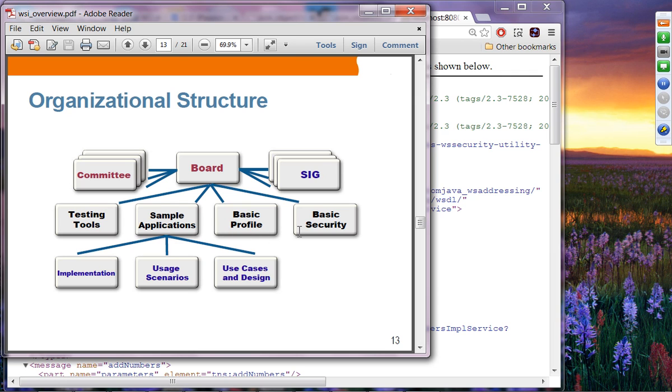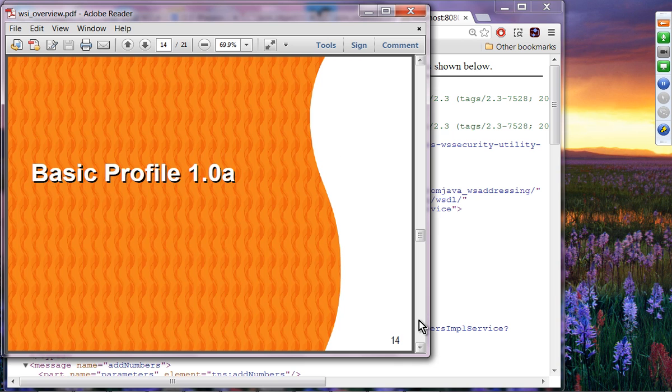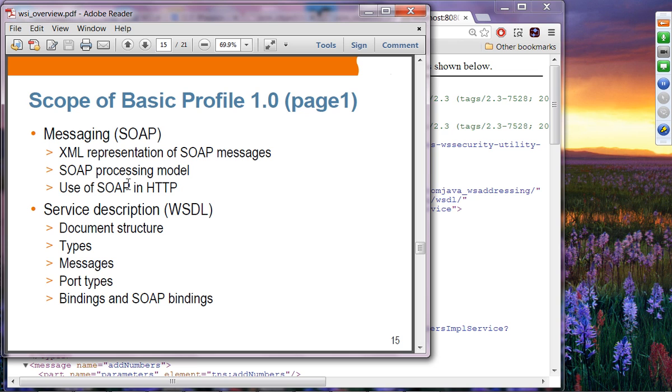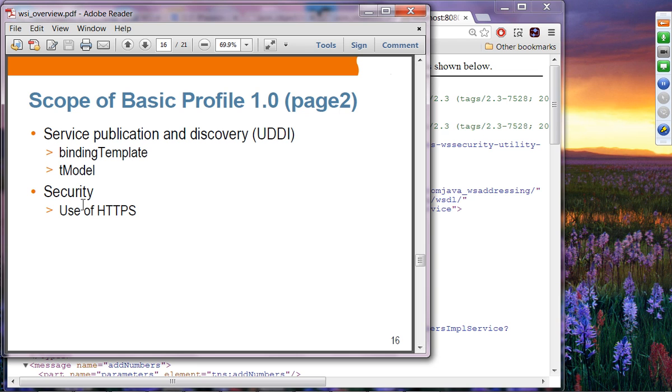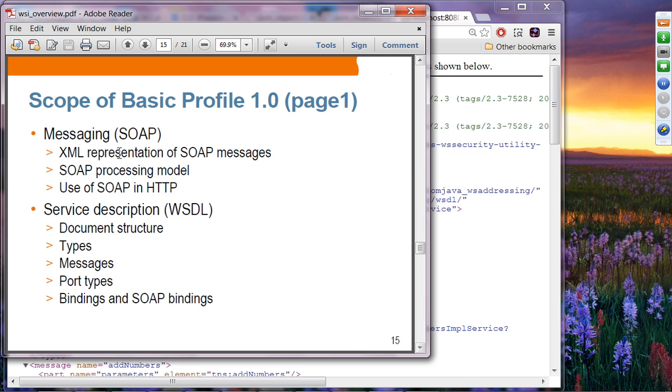All right, so the WS-I organization structure is not that important, but just to emphasize that they also have a security profile as well. So basic profile 1.0a does constrain the SOAP specification, WSDL specification, UDDI specification, and security. UDDI is rarely used, so it's not a big deal anymore. But SOAP and WSDL are still being used. So whatever vendor implementation, it should be compliant with the WS-I basic profile.